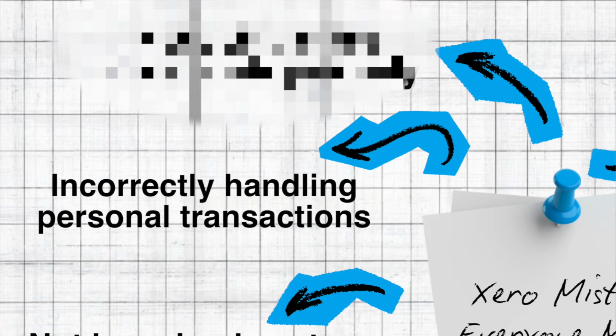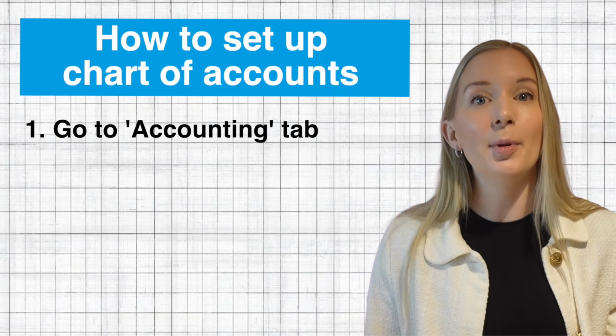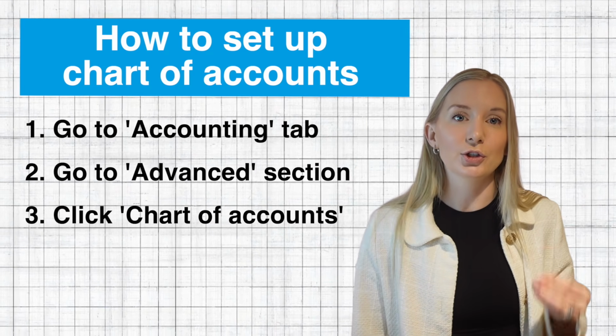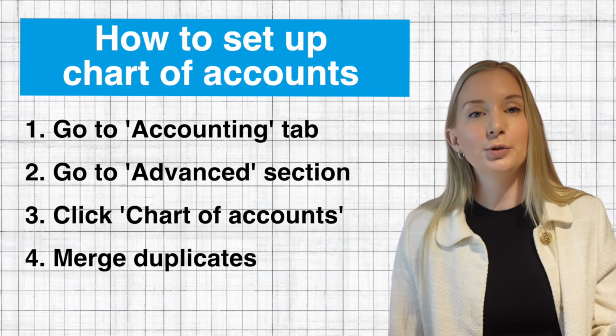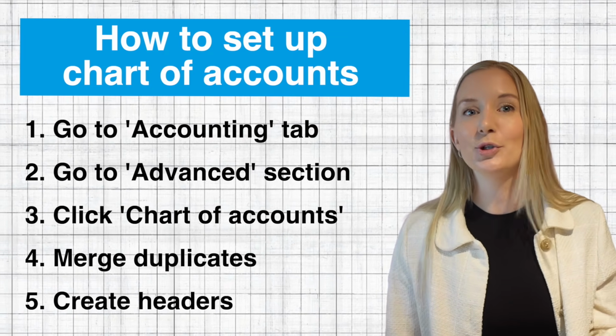The next mistake is not using the chart of accounts properly. So people have left comments on previous videos saying that when they've logged into Xero, they find that there are too many accounts and too many sub-accounts. And for lots of people, that means that they find that there's messy bookkeeping and confusing reports. The 2026 fix for this is to go to the accounting tab, go to the advanced section, click in chart of accounts. There is actually a function called merge duplicates. So you can merge any duplicate accounts. You can create headers that are custom to your business.